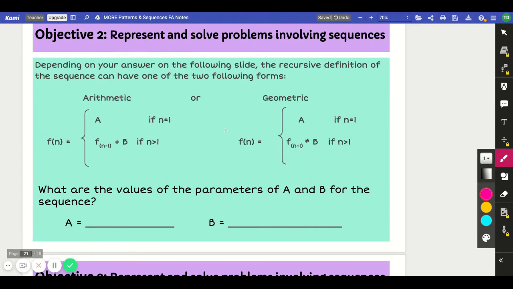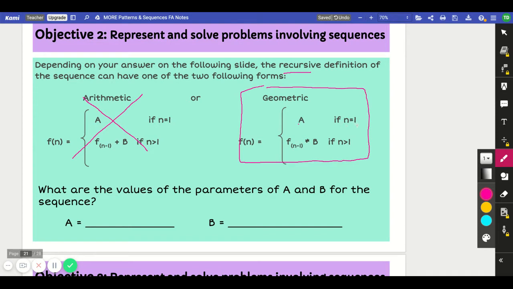So continuing, it says, depending on your answer on the following slide, the recursive definition of the sequence can have one of the two following forms. Okay, so we already decided that this wasn't arithmetic. So we're not going to look at this one. We're going to look at the geometric portion of this. So right here we have the variables a and b. And we need to figure out what those variables are going to equal.